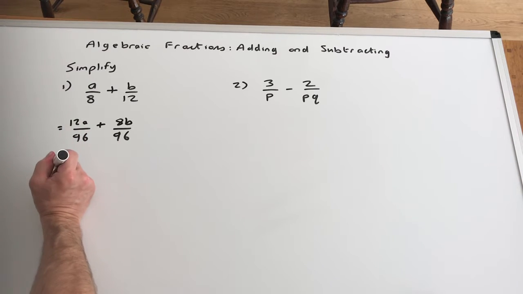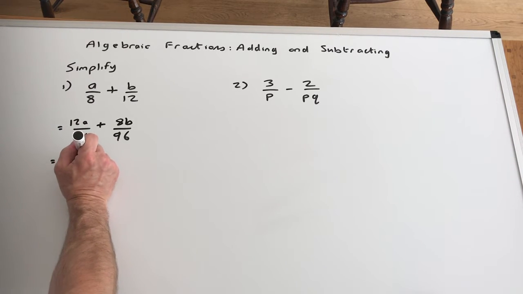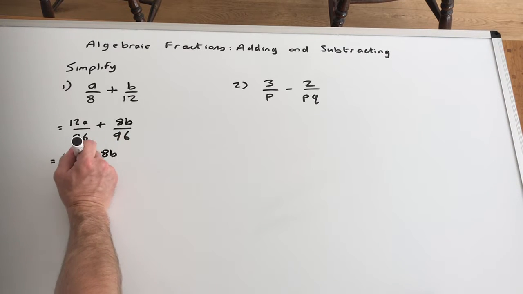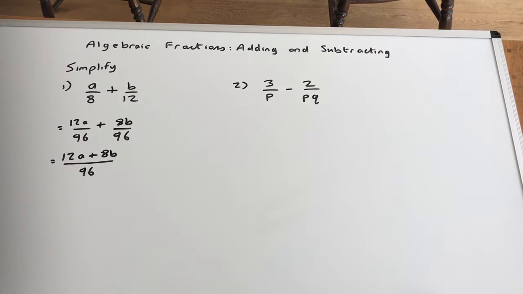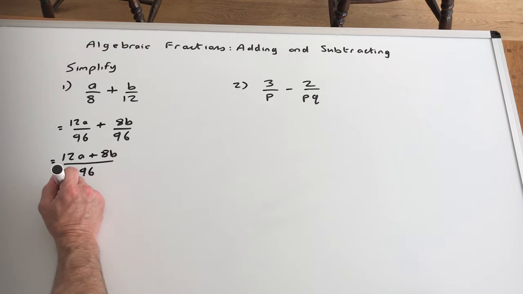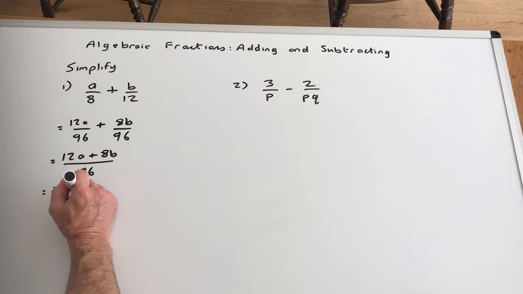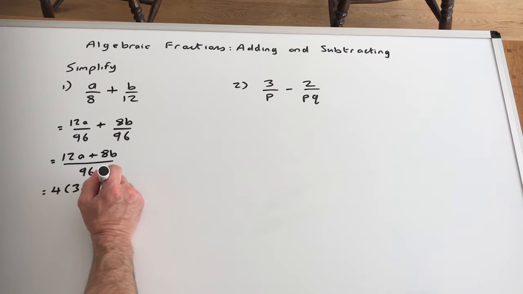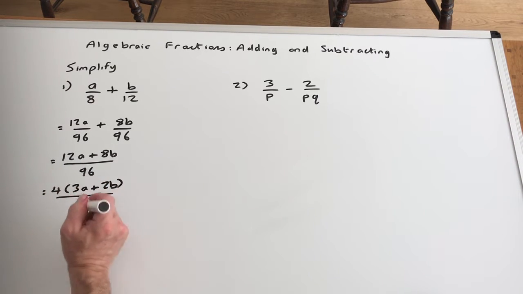I'm going to make equal signs to make these line up, make them look neat. Add the tops, and I will get 12a plus 8b over 96. But that's not as simple as it could be, because I could divide the whole of the top by 2. In fact, I can divide the whole of the top by at least 4. I'm going to factorize the top to see what I can divide into it. If I factorize the top, I can take out a 4, so I get 4 lots of 3a plus 2b, all divided by 96.